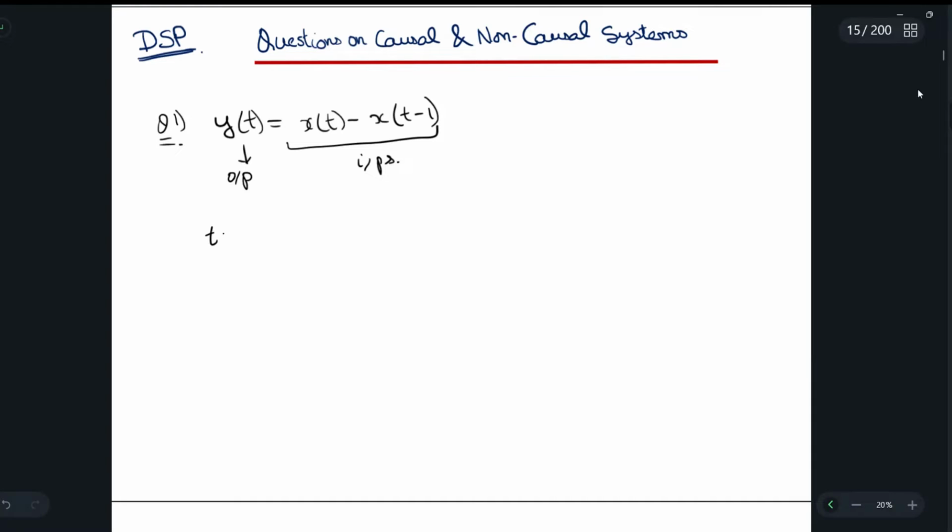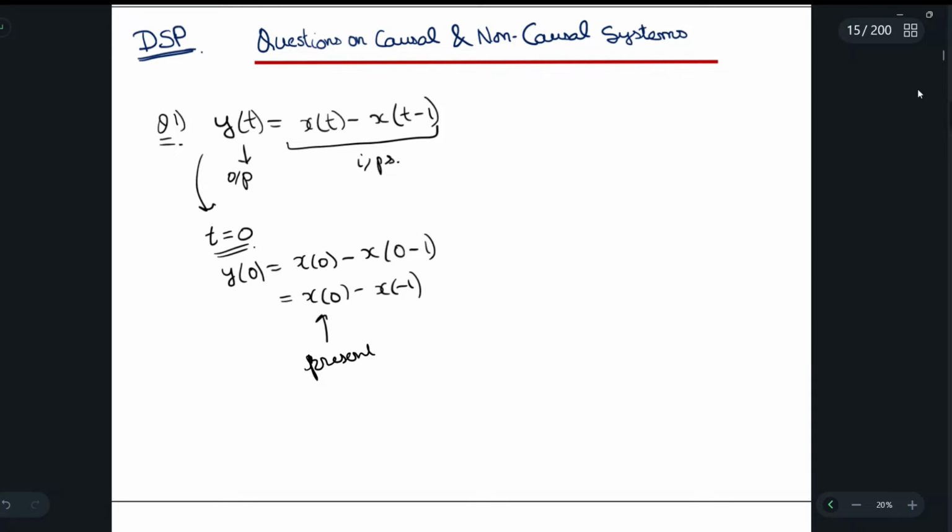Let us take t = 0 in this case. If we put t = 0, we will get x(0) - x(0-1), so we get x(0) - x(-1). So this gives us the present input, and this gives us the past input. So what we can say is that the output y(t) is dependent on the present and the past value of the input. So in such a case, we know that the system is causal.